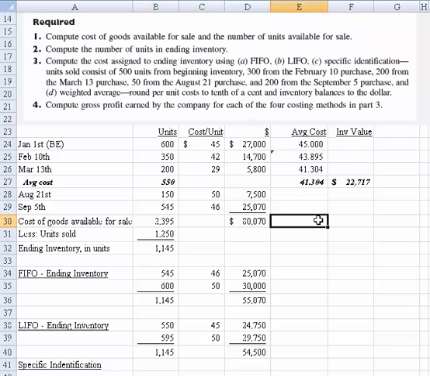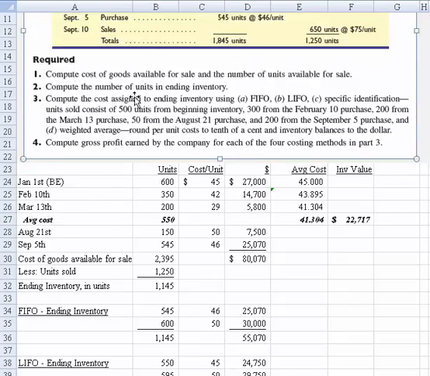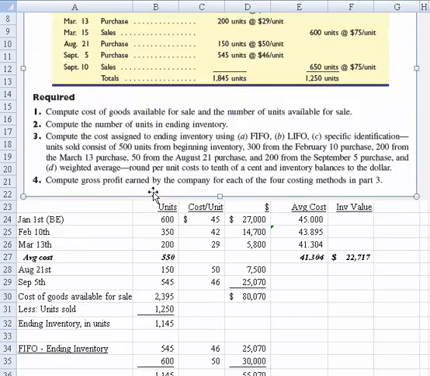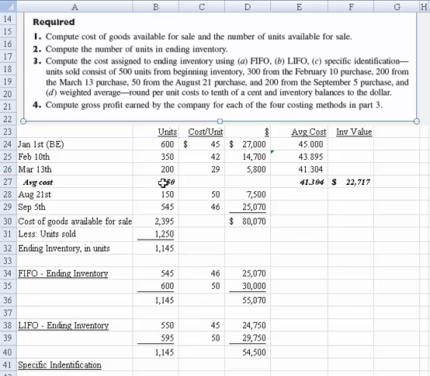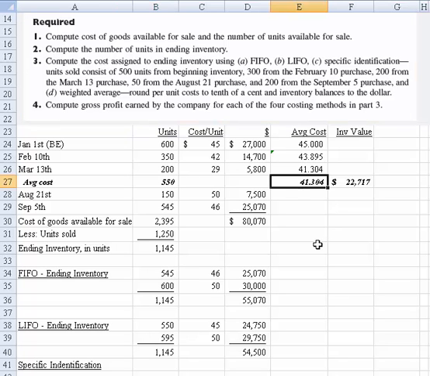Now, then I've added this new row in here, which I've added in the schedule just to show some impact. Okay, why am I doing this? Because on March 15th we had a sale. So on March 15th we would have to multiply the 550 times 41.304 to come up with the cost of goods sold to record that sale. And that's how it would work with a perpetual inventory system using a weighted average.